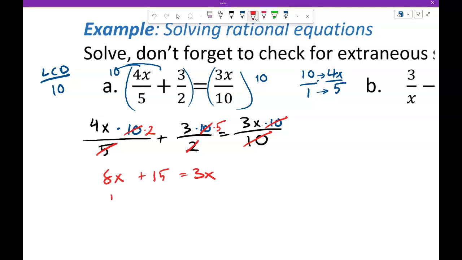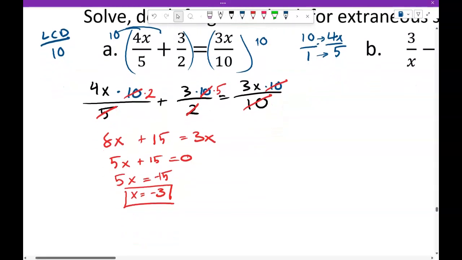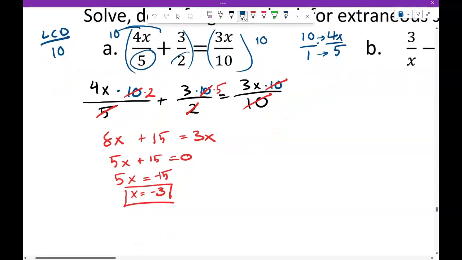Now we just have a polynomial equation that we can write in standard form, and then we can solve for x. Now we want to check to make sure it's not extraneous. Well, since there's no variables in the denominators, the domain is all real numbers, and that means -3 is valid.